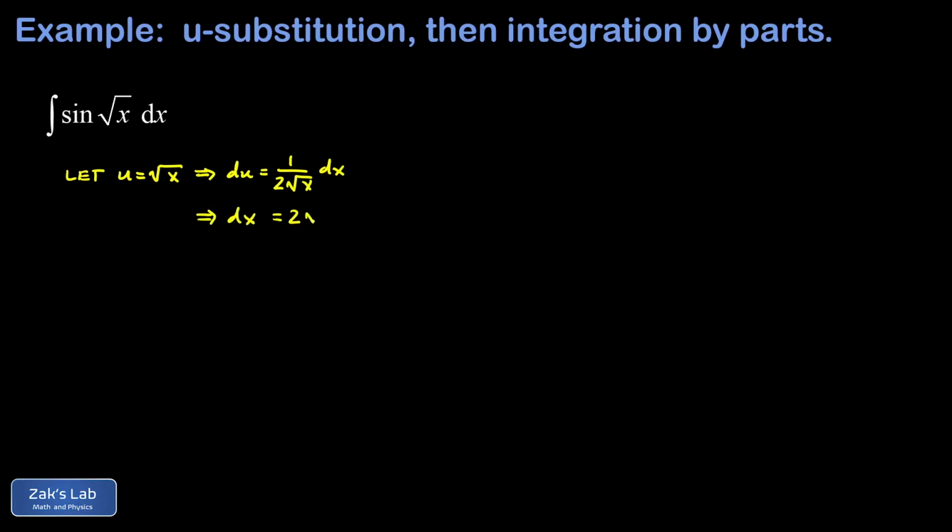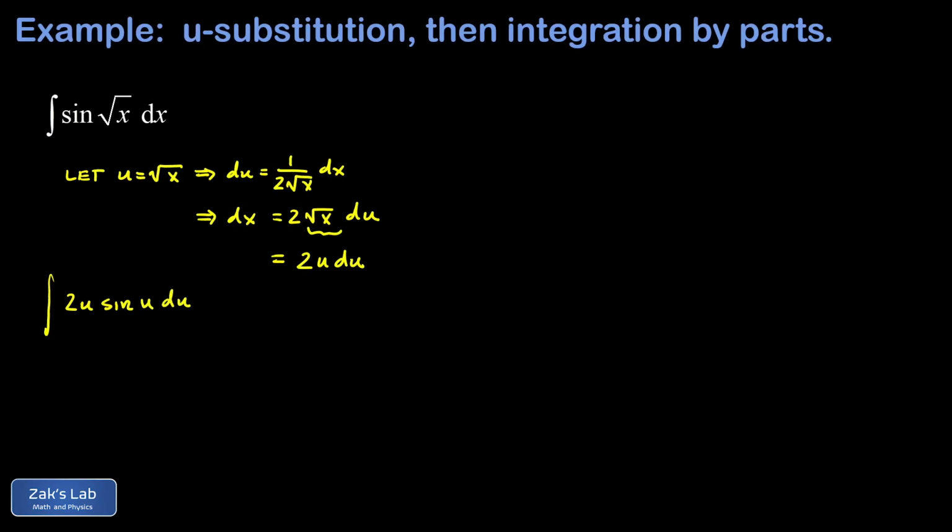And we'll just multiply both sides by 2 square root of x. And this is where the magic really happens for this trick. Now we remember that the square root of x was just u itself. So dx can be re-expressed as 2 times u times du. Now we make all the substitutions in our integral. Dx being replaced by 2 times u times du, and square root of x being replaced by u in that sine function. And now we have the integral of 2u sine u du.